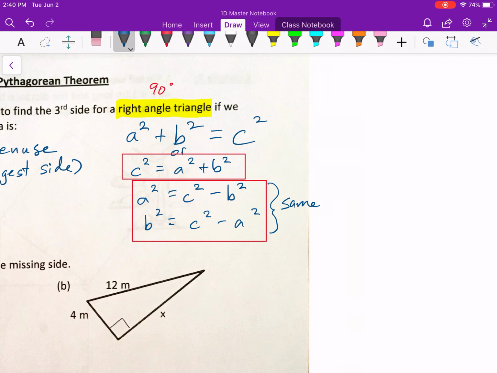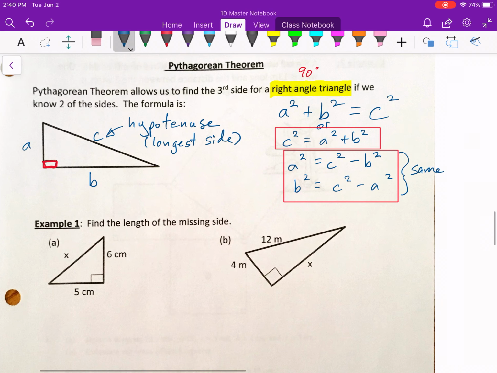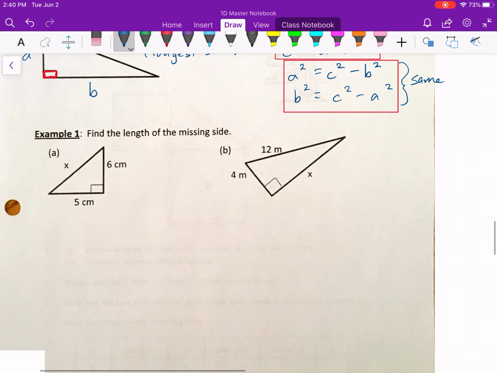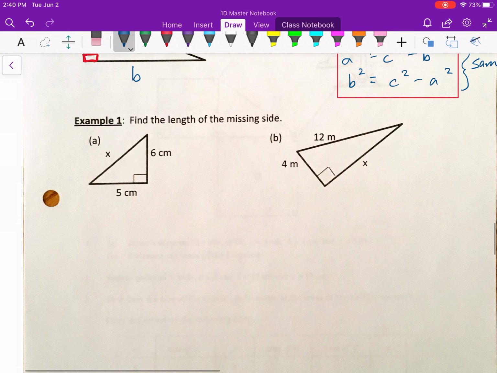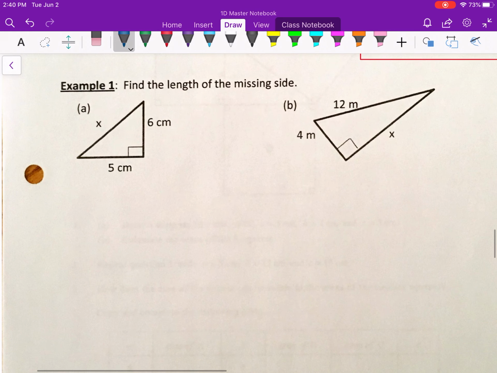Now, these two versions are really the same, because it doesn't matter which side we call A and which side we call B. They're just the other two sides that aren't the hypotenuse. Whatever you call any side in your mind, as long as you're clear that the hypotenuse is the one you really have to keep your eye on. Keep it separate. So let's just do a couple of examples here. Find the length of the missing side.